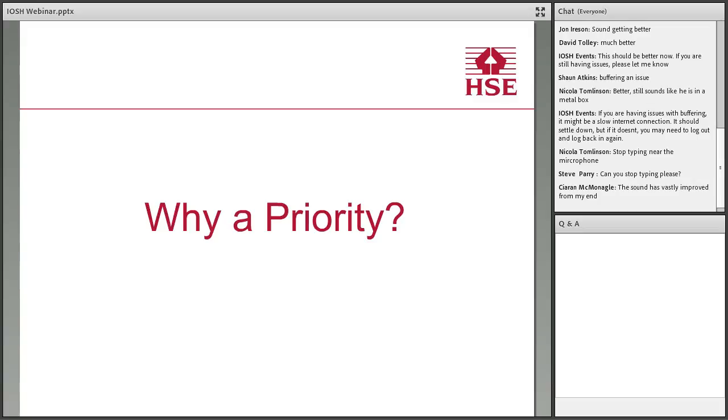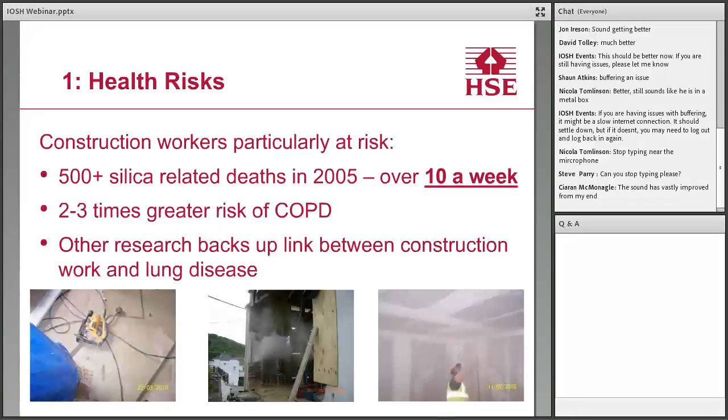But why is it a priority? What turns those particular issues into a priority for us? The key thing, obviously, is the health risks. Construction workers are particularly at risk from breathing in dust. There's a groundbreaking piece of research that's funded by HSE, undertaken by Lesley Rushton and her colleagues, that looked into the burden of occupational cancer from past exposures. One of the things they looked at was silica, and their estimates were over 500 silica-related deaths in 2005 in the construction industry. So that's over 10 a week, which puts it second only to asbestos.